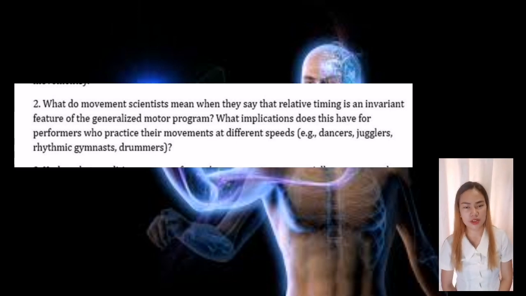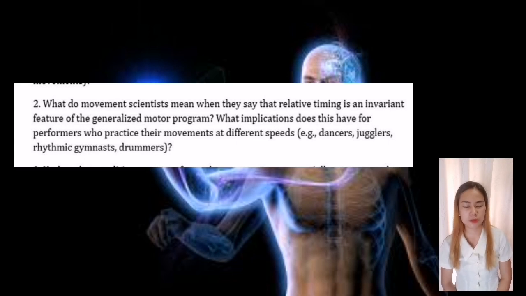Performers like dancers, jugglers, rhythmic gymnasts, and drummers practice their movements at different speeds to perform and correct their movements at the right timing. They need to change the speed to be able to determine the errors in their movements to make their performance perfect, because if they do not practice their movements at different speeds, the outcome of their performance would be poor.